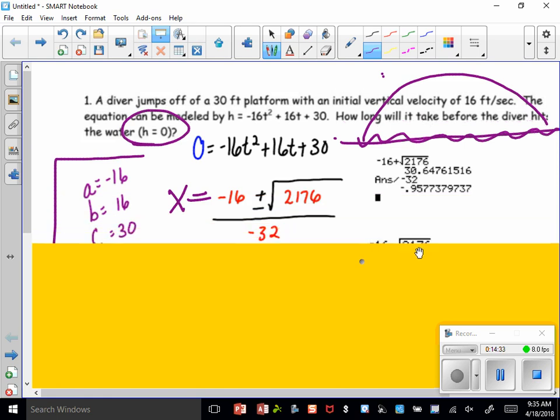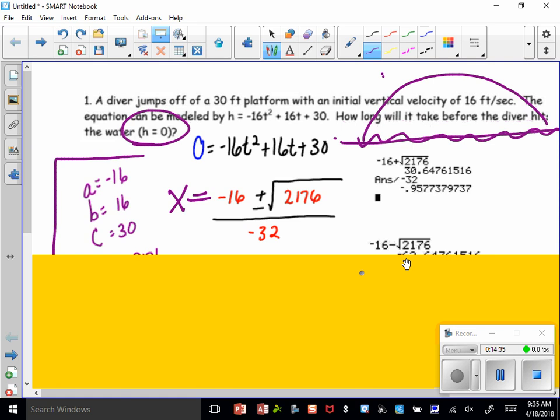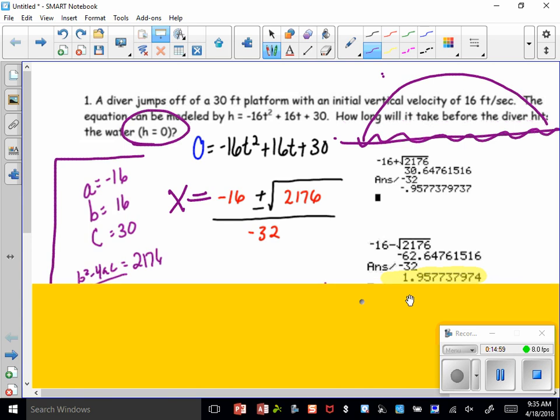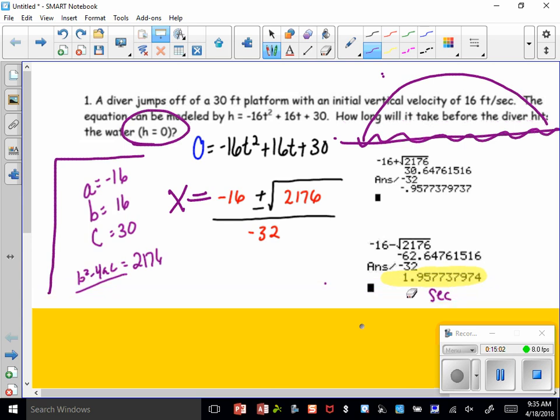Type in and write down negative 16 minus the square root of 2176 and hit enter. Make sure you get this answer right here, which is negative 62.64 something. Okay, try it out. And again, you have to try it. You just can't rely on, it's right. You got to try it on your own. And then hit the division key and put -32. You should get like 1.9577 and so on, which we're going to round simply to 1.96 seconds.